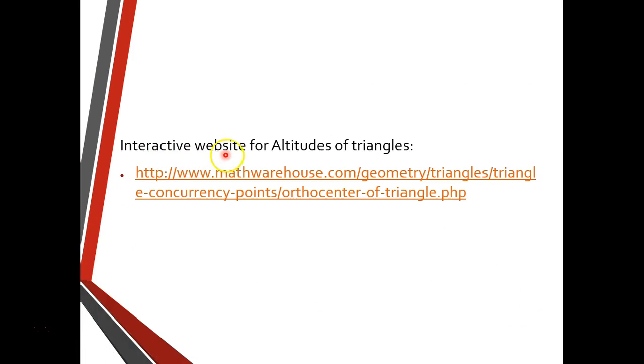Now there is an interactive website I wanted to mention to you about these altitudes of triangles that we can go to. I think this will help you in visualizing the altitudes of triangles a little bit better if you just go to this website and play around a little bit with the manipulative software that they have there.